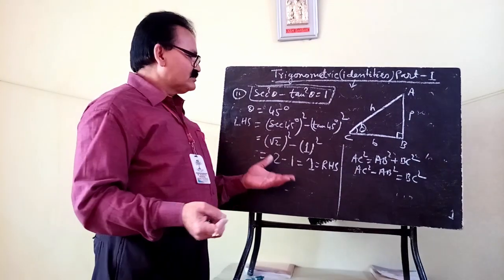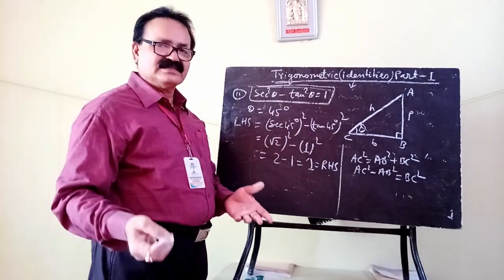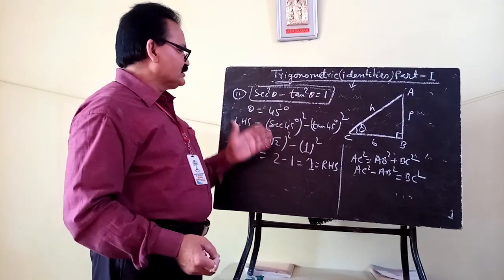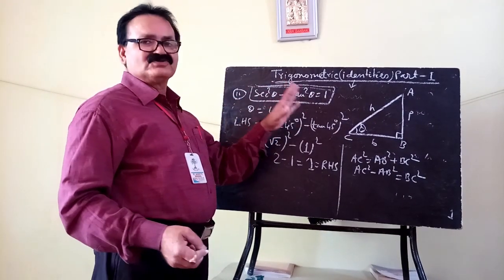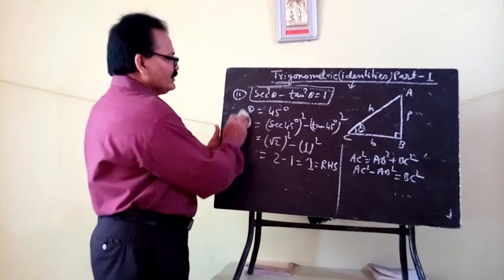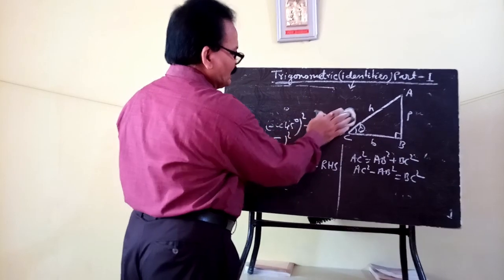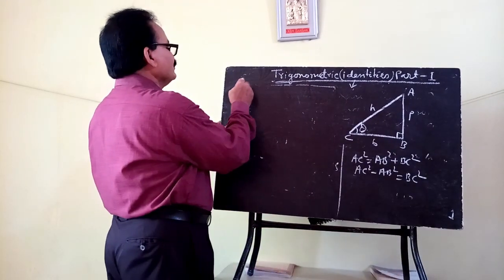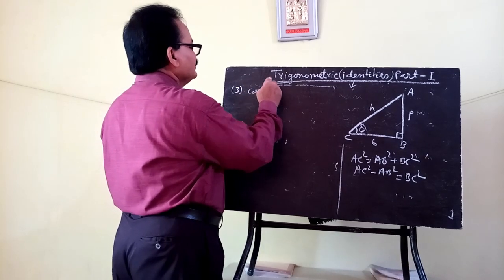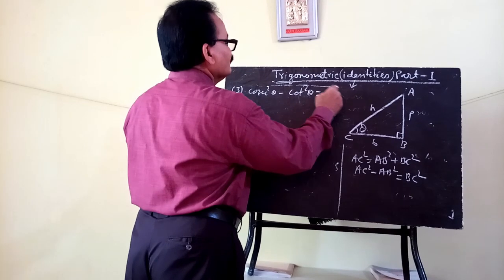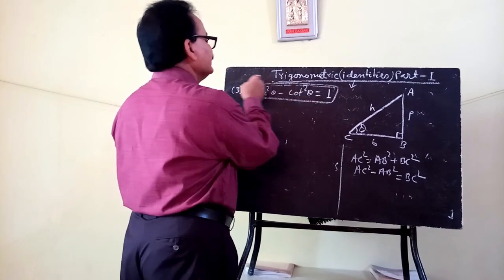You can take 30 degree also, you can take 90 degree also, you can take 0 degree also. For all values this equation is true, so this is also one of the identities. Okay, now we will proceed to the third identity. Third identity is cosec square theta minus cot square theta is 1. This is your third identity.